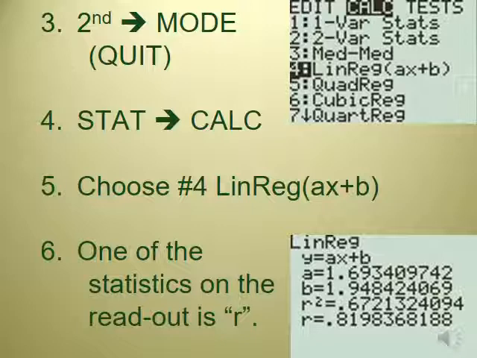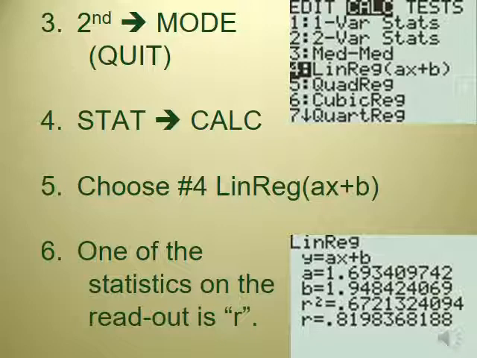Now, where you go is not necessarily where you're going to expect. You choose the choice that says Lin Reg. It's choice 4, and it stands for linear regression. We'll talk about what that means in a little bit. But you want to make sure you go down to choice 4, hit Lin Reg, and then hit Enter until you get some answers. And what's going to end up happening is you'll get a readout that looks like what I have down at the bottom of the screen.